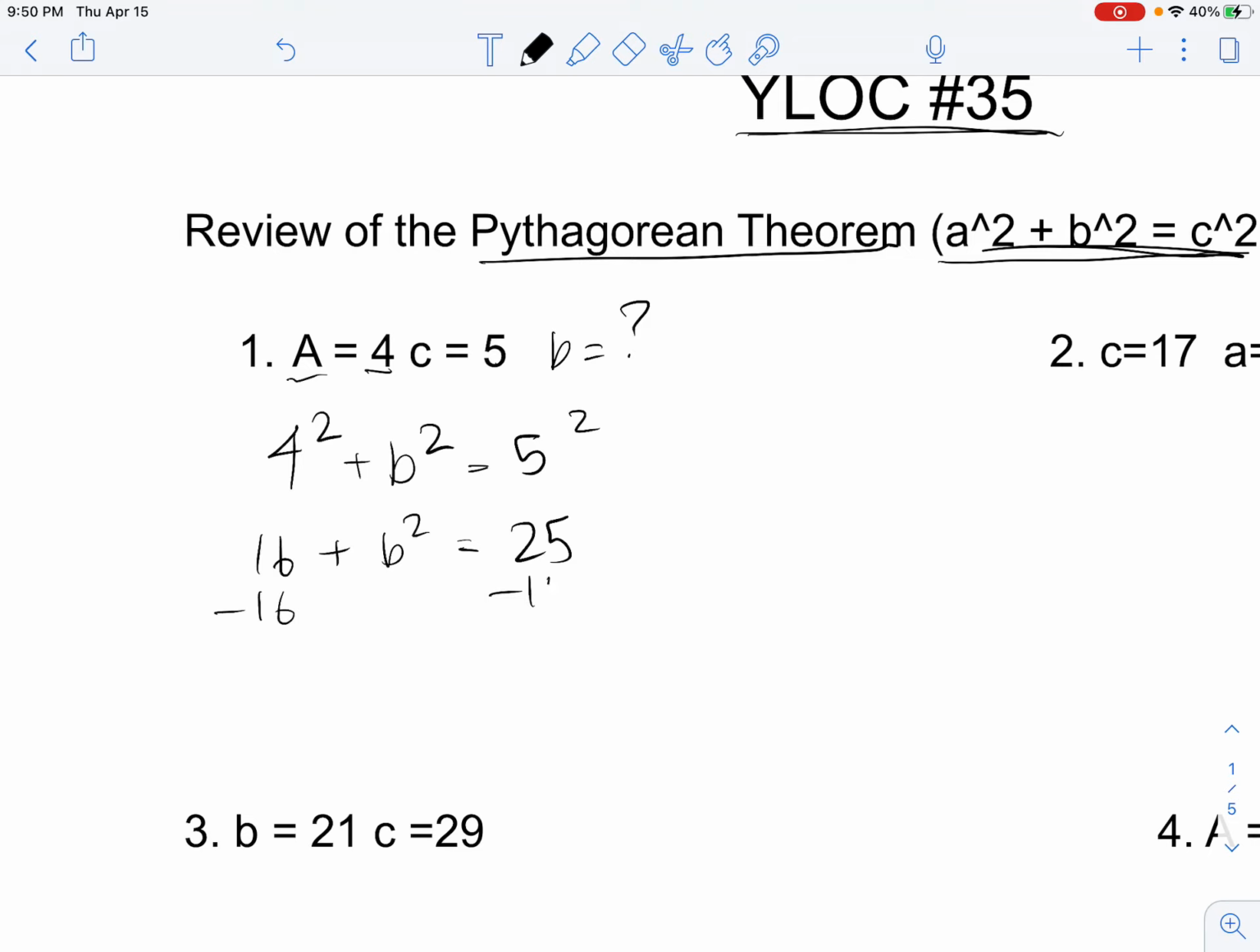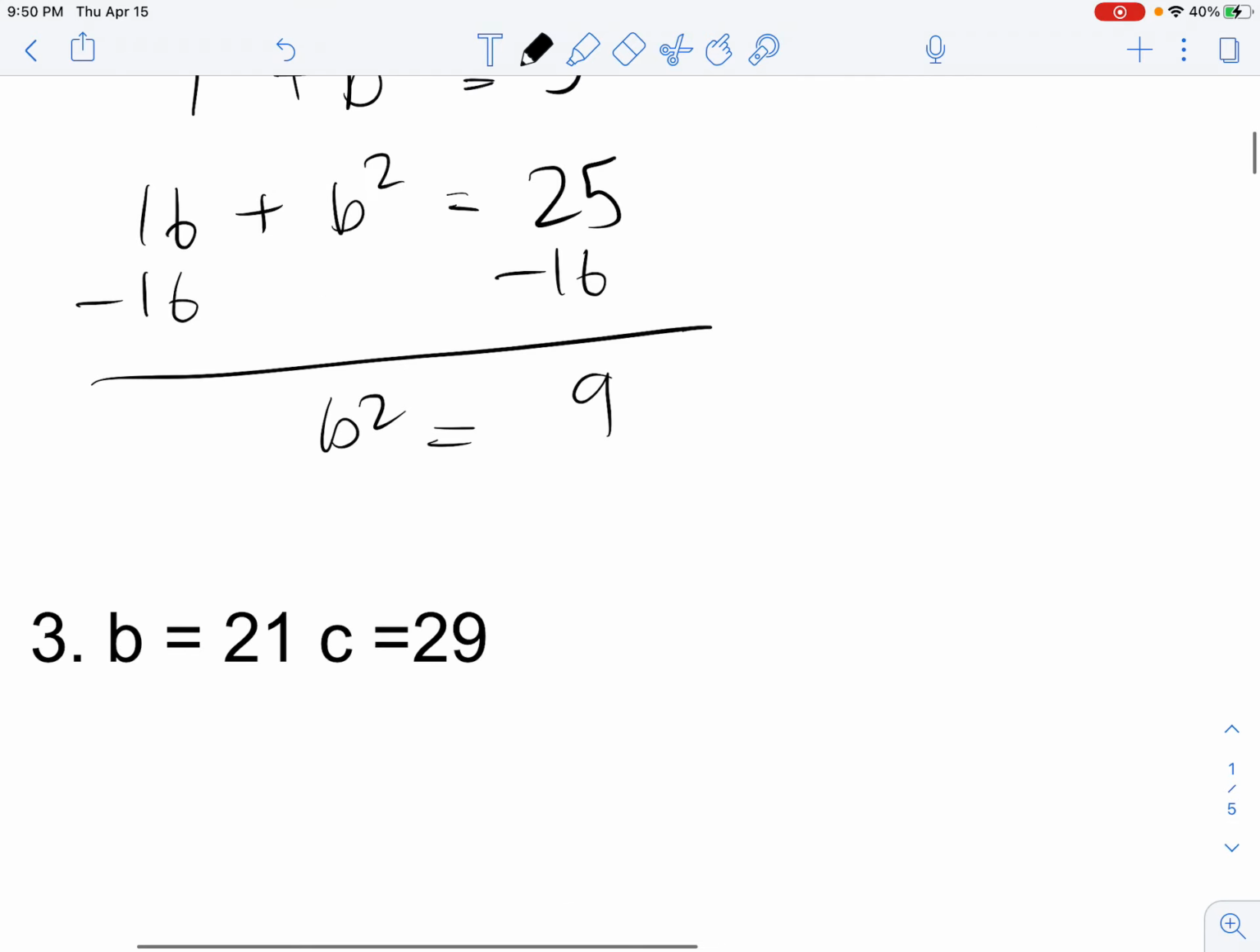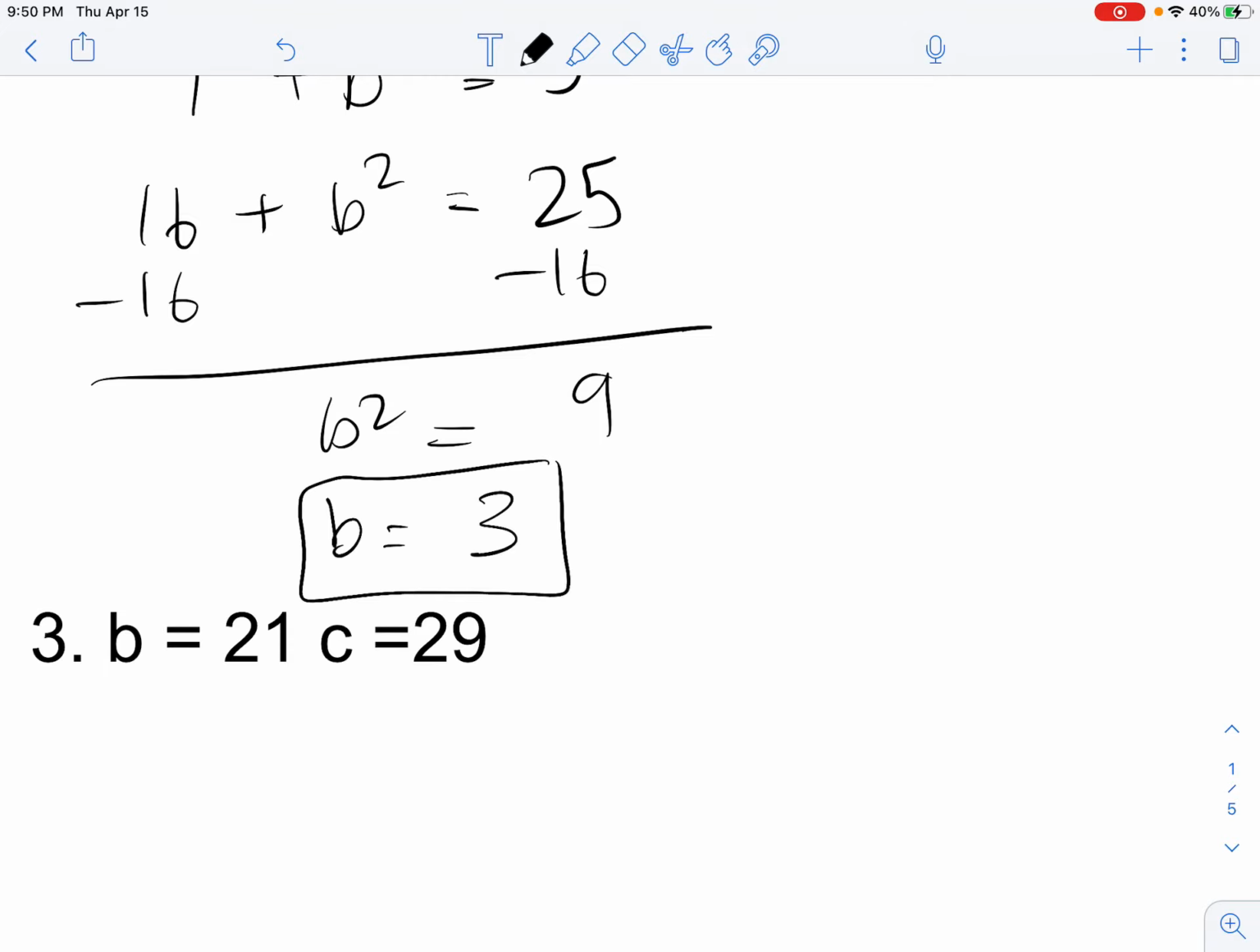Subtract 16 on both sides, and you get 9. You know that the square root of 9 is just 3, and that's what your b value is equal to. Moving on.